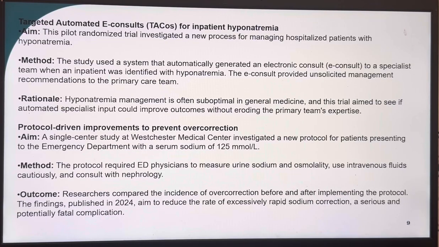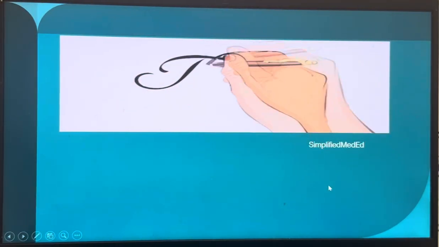They found that this protocol really worked in decreasing the cases of overcorrection. So we need such studies, and as interns or medical students, if we have interest and keep reading such studies, you will know how to do more studies or papers yourself, and you would also learn a lot about the topic. And I think we are done with this.